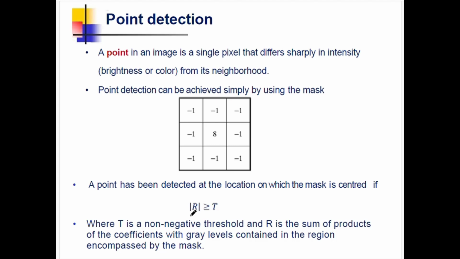So if that response after the application of this mask is greater than or equal to T, what is T here? That is a non-negative threshold, and R is the sum of products of the coefficients with gray levels contained in the region encompassed by the mask. Yes, if it is greater than or equal to T, then you can say a point is detected.